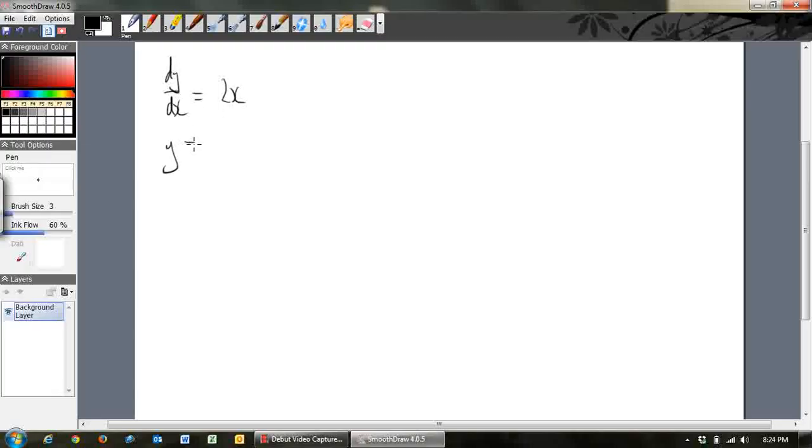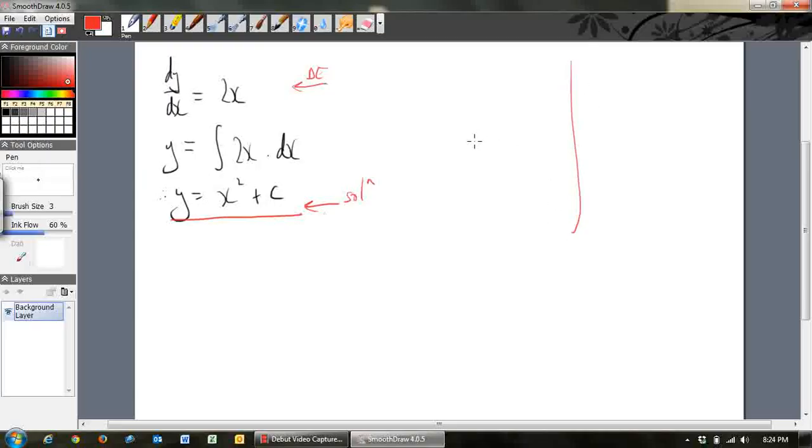Now, if dy dx is equal to 2x, in other words, the derivative of y is equal to 2x, then y will be equal to the integral of 2x dx. Okay, so that's how you'd solve these particular equations. You're just finding the integral of that. So let's just do that. Therefore, y equals the integral of 2x, which is x squared plus a constant. And so that is the solution to this differential equation. So that's the differential equation, and that is the solution to the differential equation.